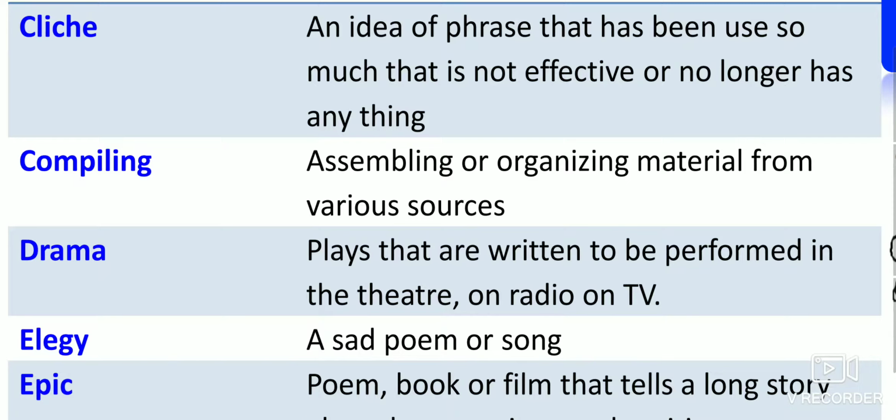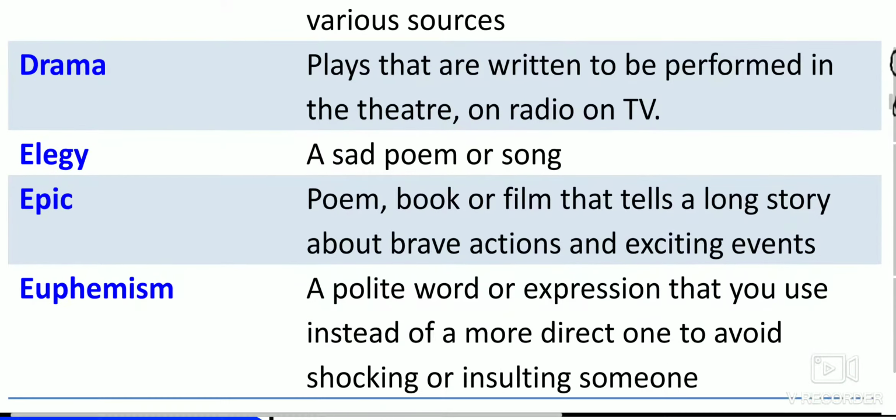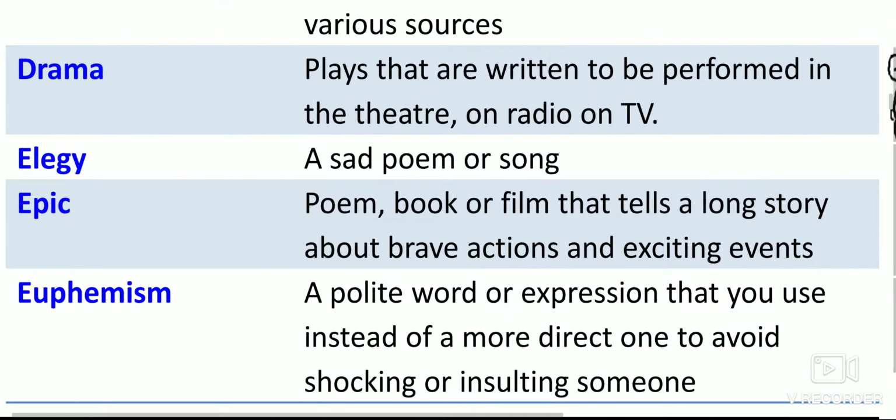Next we have compiling, meaning assembling or organizing material from various sources, that is compiling. Drama means plays that are written to be performed in the theater, on radio, on TV, that is known as drama. Next we have elegy. The sad poem or song is known as elegy.